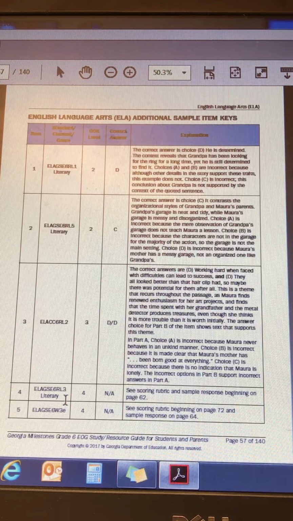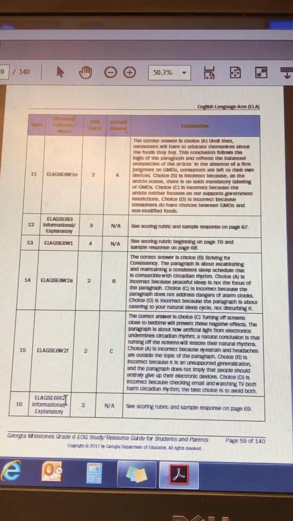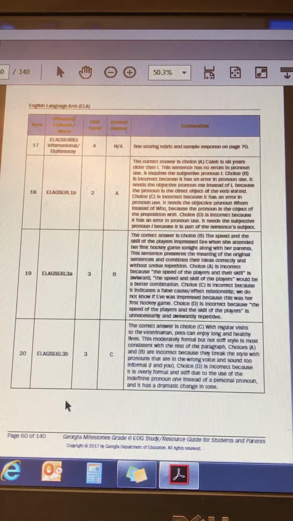So as you can see here, these are what the sample item keys look like. They give you the answers and they explain why the answers are correct. And that's a big part of what you would want to discuss with your student, just to make sure they understand why something is correct or not correct. That will help them to be able to apply that knowledge later on.